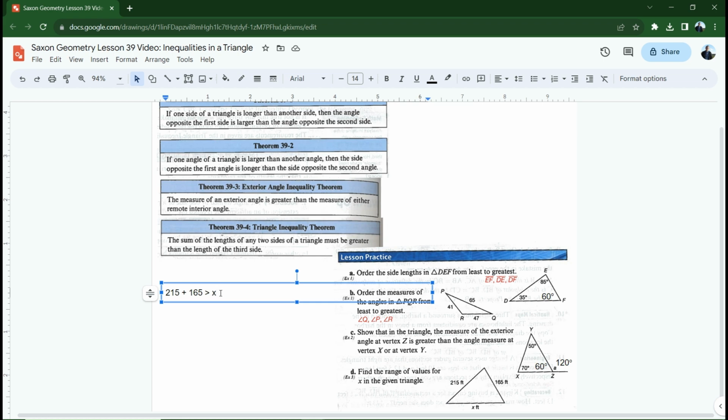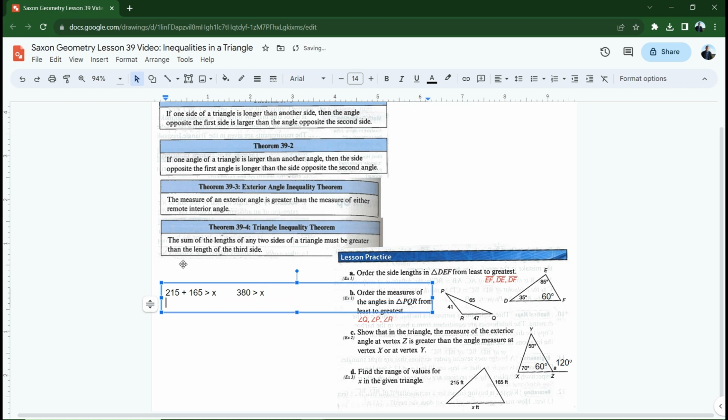We know that if I simplify this inequality, 215 plus 165 is 380. 380 has to be greater than X. So X can't be any larger than 380. That makes sense, though, because if I add 215 and 165 together, that makes 380. And that would be like if they were a straight line this way, they would be 380 feet long. But then I don't have a triangle. So the X has to at least be less than 380.